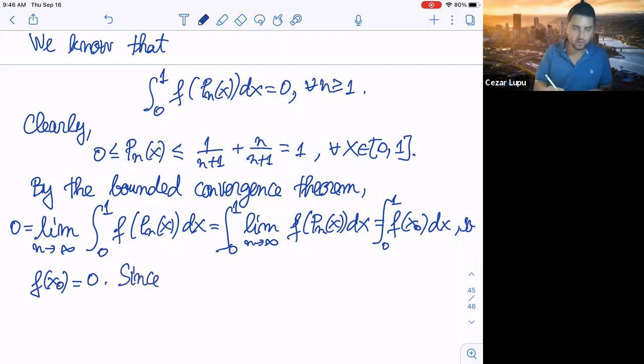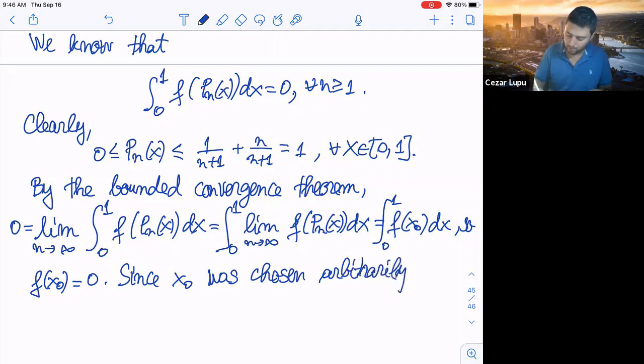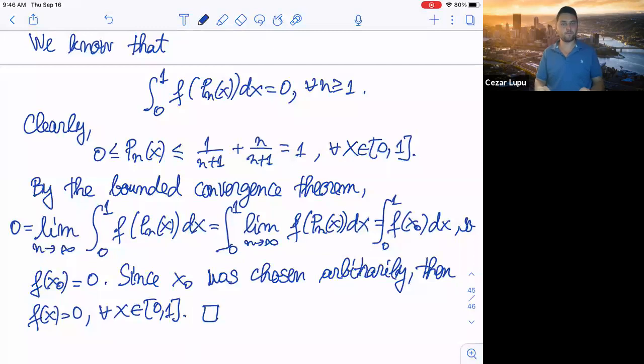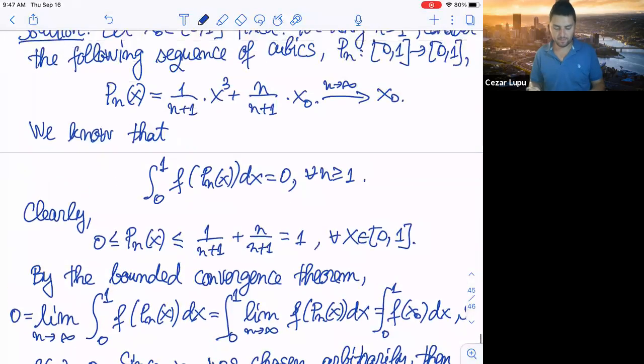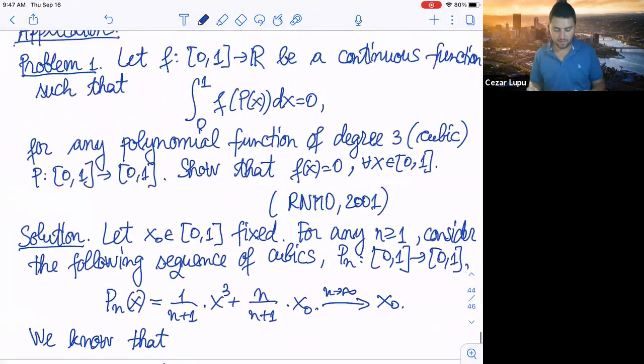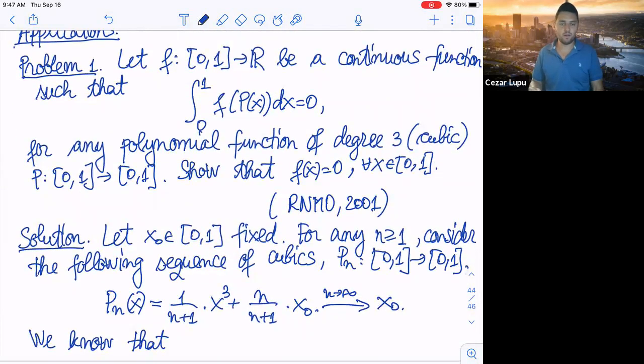Since x naught was chosen fixed but arbitrarily, then clearly f of x is 0 for all x. And that's it. So the main ingredient here was just the bounded convergence theorem. That was a first application. Now I have some other applications as well, maybe a little bit more complicated than this one.